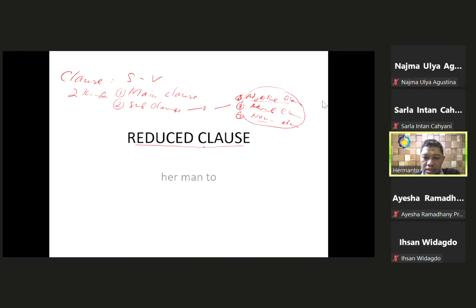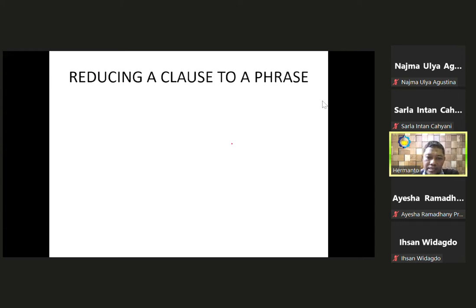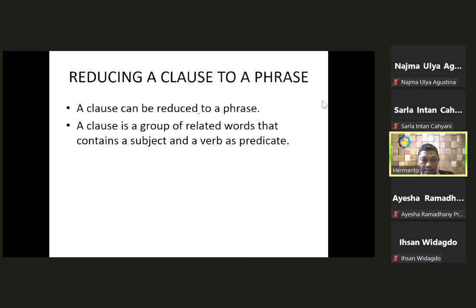Reduced clause is a clause containing subject and verb that has been reduced. So an element of this clause is removed, so that it is no longer a clause, but it becomes a phrase, everybody. So that's the idea of reduced clause: reducing a clause to a phrase, changing a clause to a phrase. A clause can be reduced to a phrase.